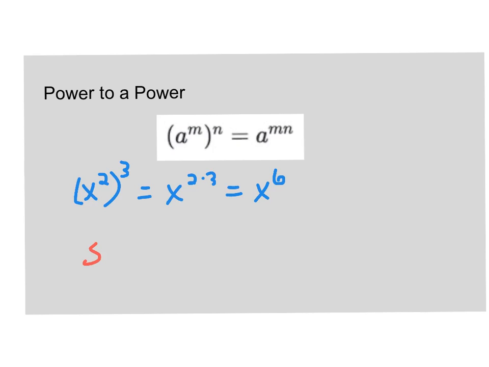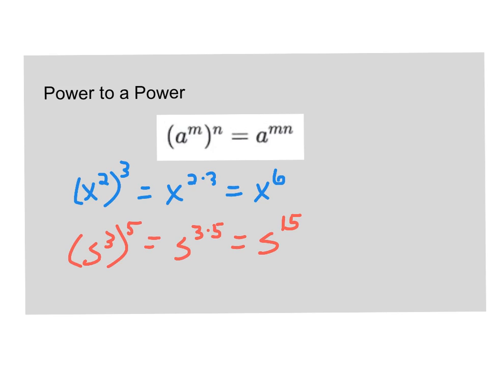Let's say s cubed raised to the 5th power. All right. This means that we're going to take s and multiply the 3 times the 5, and 3 times 5 is 15, so that becomes s to the 15th power.